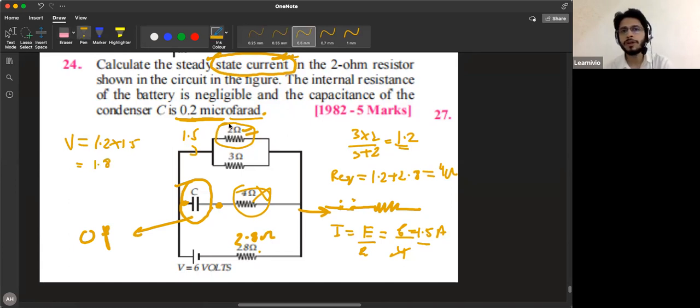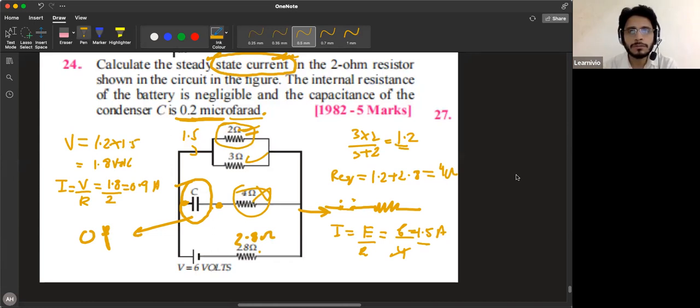Now this is 1.8 and the resistance is 2. This 1.8 volt is across both the resistors. So across this resistor is also 1.8, across this resistor is also 1.8. So current is V by R, it's 1.8 divided by 2, it's 0.9 ampere. Is it clear, Akshay? Nabil?